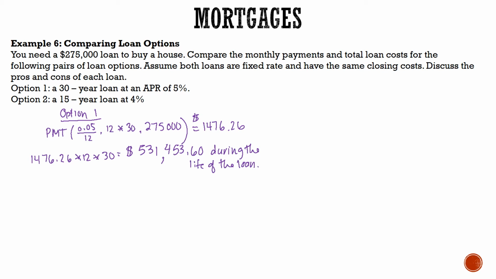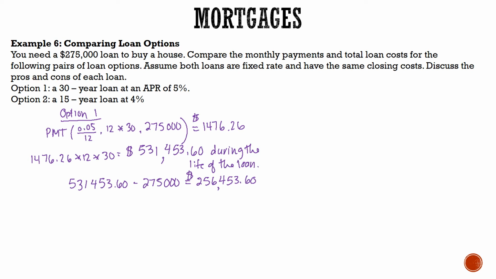So how much interest then are we paying? Well, everything beyond the $275,000 that we took the loan out for will be interest that we have paid. So we're paying the difference between $531,453.60 and the $275,000 that our loan is valued at. And that is going to give us $256,453.60 that we're paying in interest when we go to that 30-year mortgage at 5%.